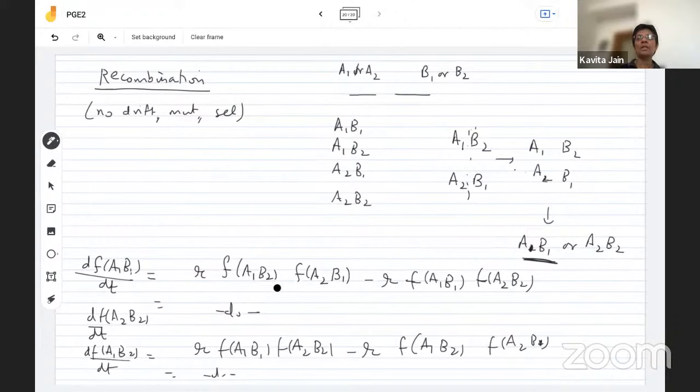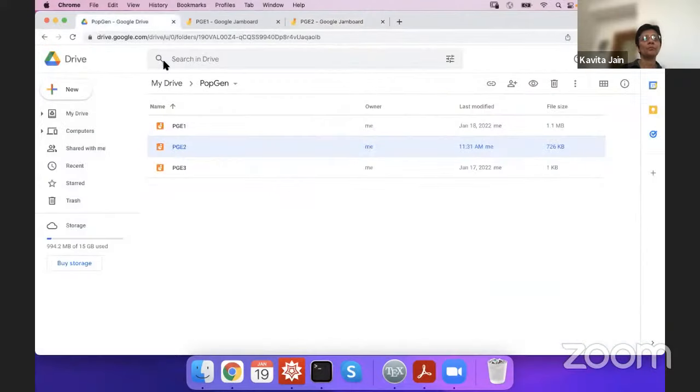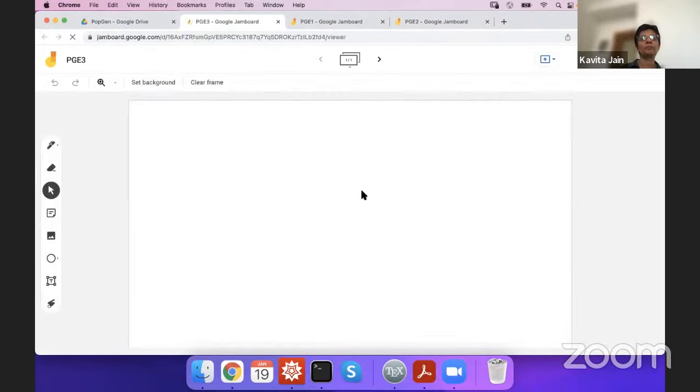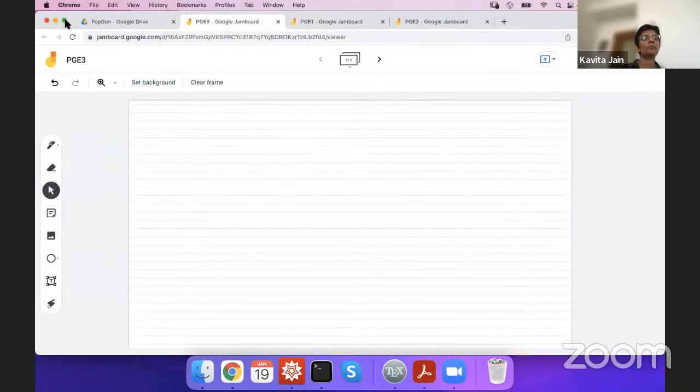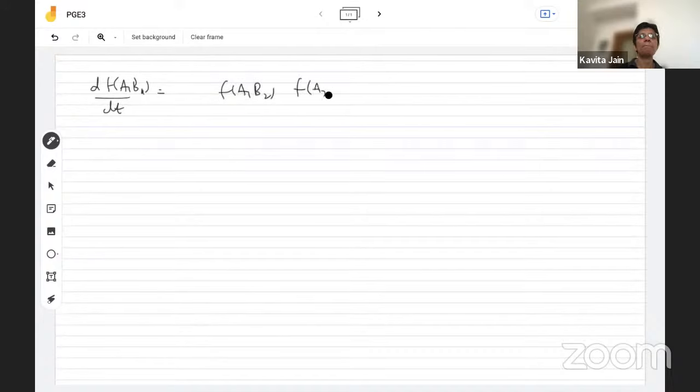Okay, so I think I've run out of the slides. But let's retain this combination. Let me open the new one. Sorry, I lost that one, but I hope you remember. So let me just rewrite it anyway for you. I'll write one of them only. R times this minus the loss.